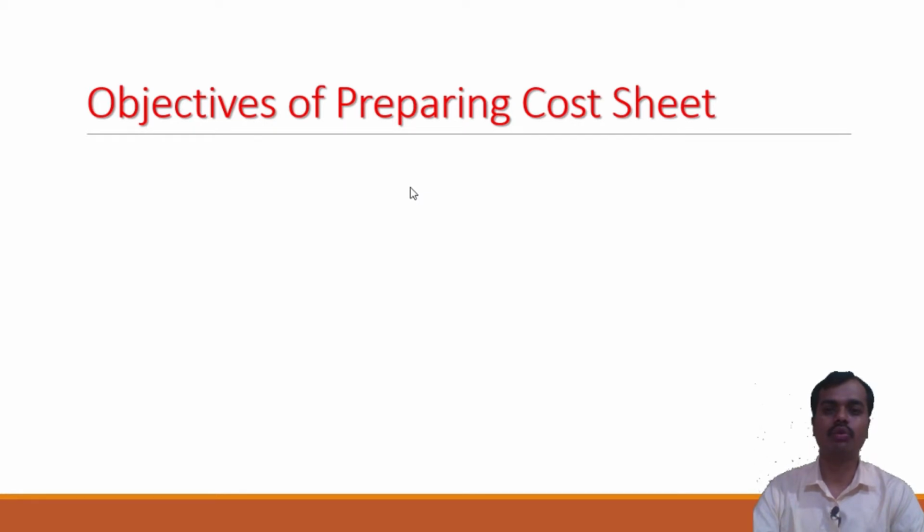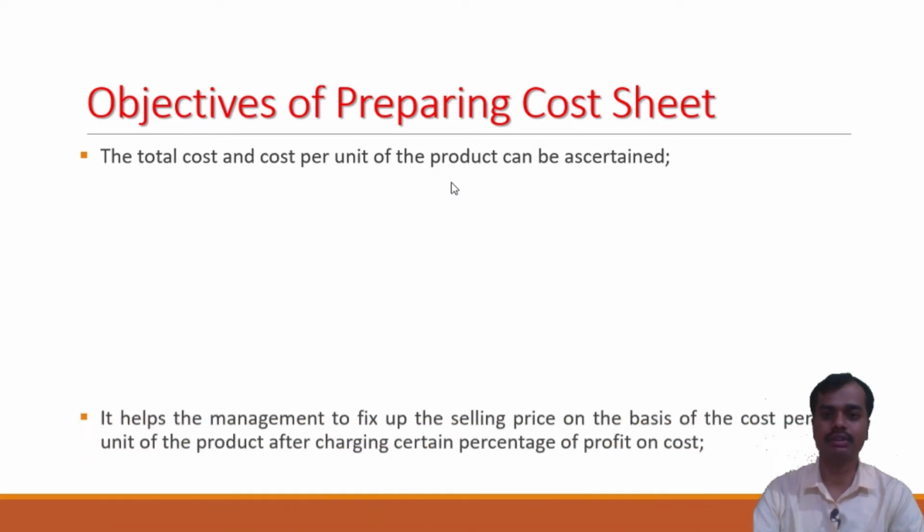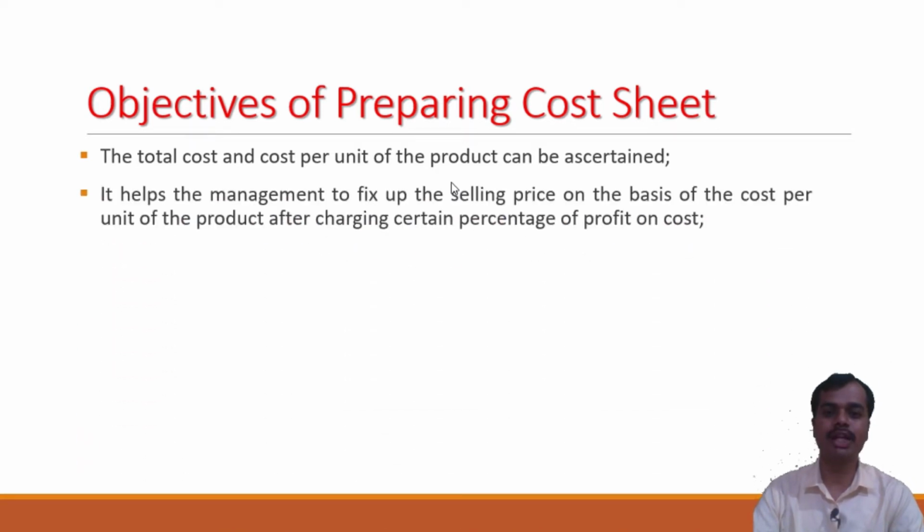Let's understand why this cost sheet is prepared. What are the objectives for preparing cost sheet? The total cost and cost per unit of the product can be ascertained. Second, it helps the management to fix up the selling price on the basis of the cost per unit of the product after charging certain percentage of profit on cost.